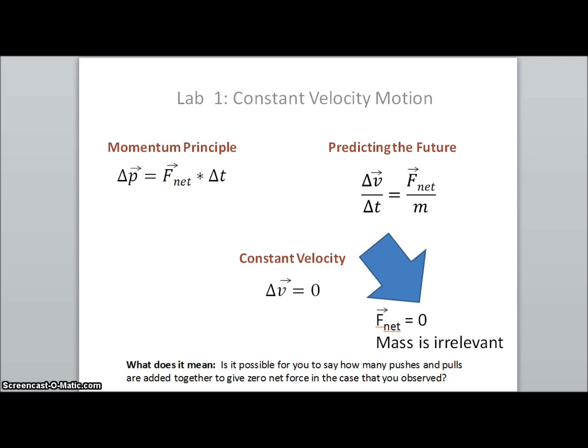To use Newton's second law to predict the future, we note that momentum is equal to the mass times the velocity. Therefore, with some algebraic manipulation, we can determine that the change in velocity over time is equal to the net forces on the system over the mass. In our experiment, since we are dealing with constant velocity, the change in velocity is zero. Therefore, the net forces on the system must be zero, as every object has some mass, but that mass is irrelevant, as any object of any mass would satisfy the equation.